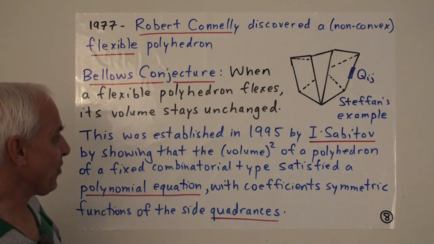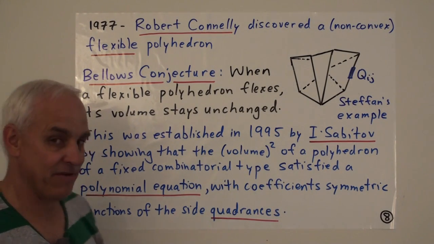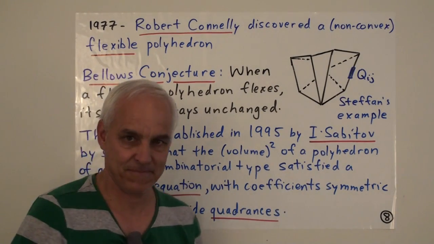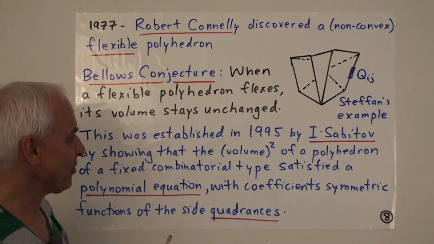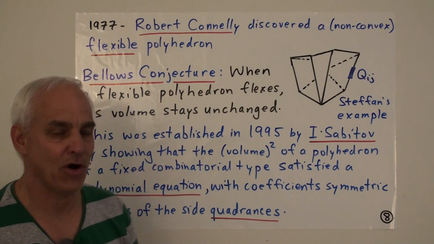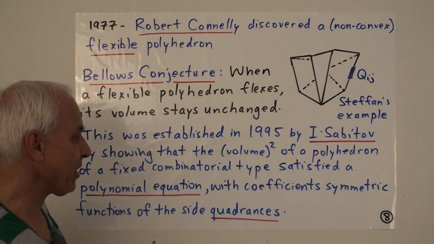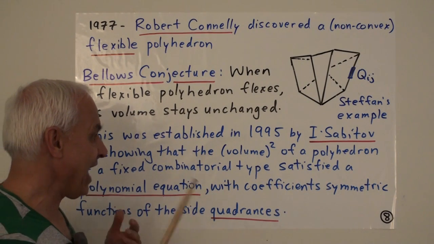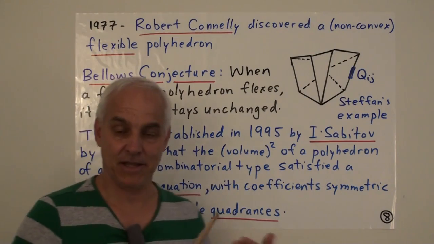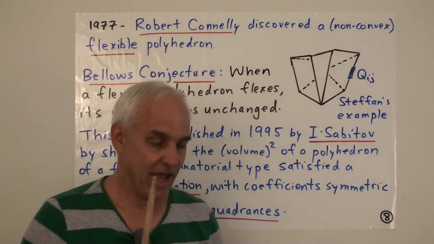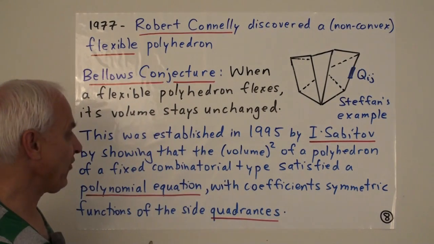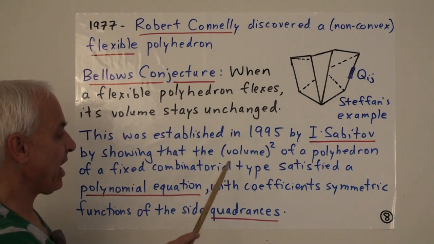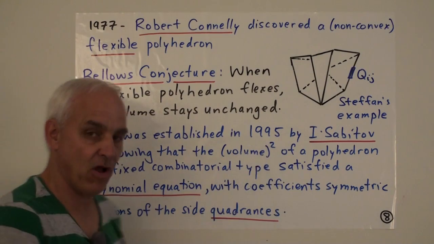Well, this was established eventually in 1995 by Sabitov, who deduced it as a consequence of a remarkable formula for the volume of a polyhedron. He basically answered the question that we asked in the previous slides and discovered that, in fact, there was a polynomial relation satisfied by, well, not the volume, but the square of the volume of a polyhedron.